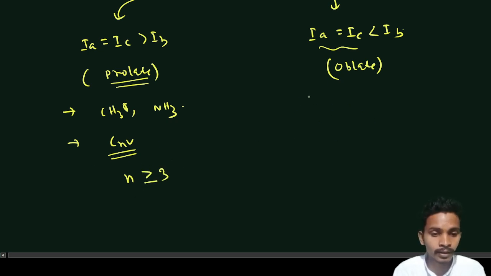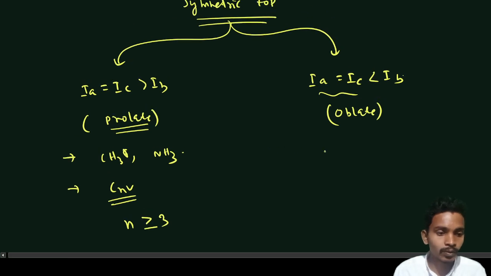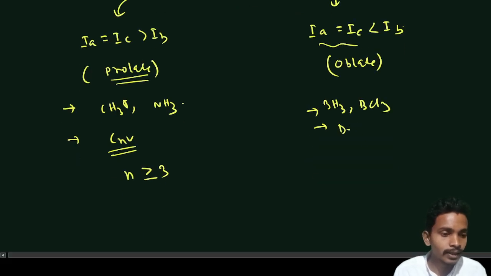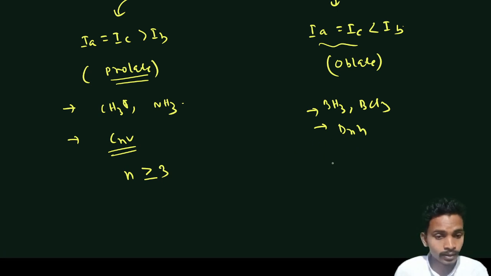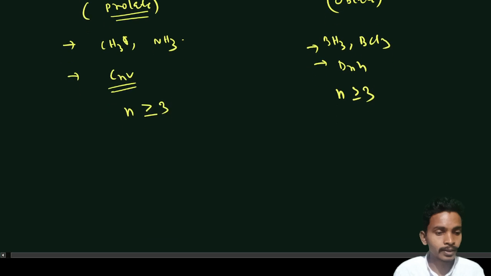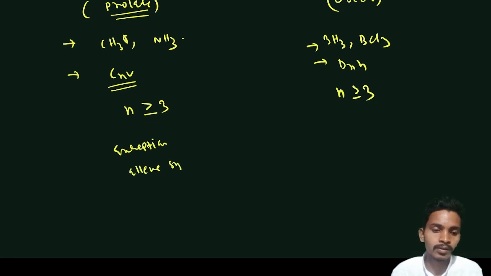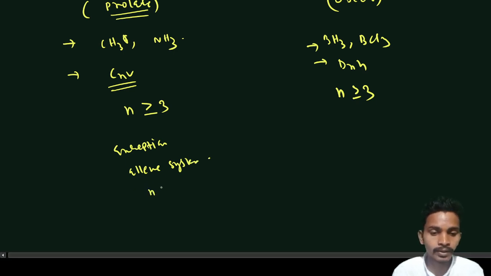Okay, and here we see that for this type of molecule like BF3 and BCl3, what we found is that these molecules are generally DNH type molecules. Okay, DNH type point groups, and here also N is greater or equal to 3. And an exception is there. The exception is allene systems, where N is equal to 2 but still it is prolate.